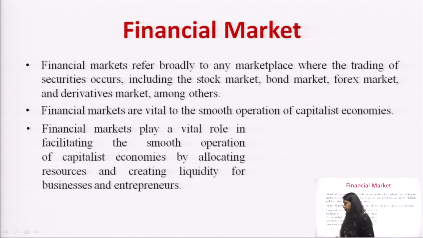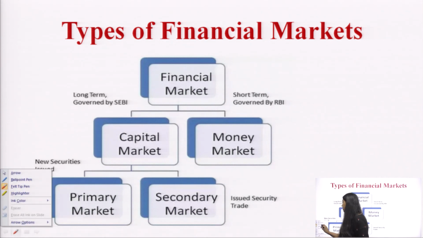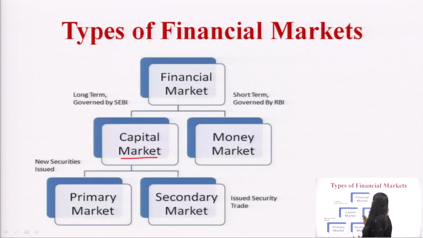Moving forward, the next thing that we have to understand in the financial market is the types of financial market. So, you have two types of financial market. First is the capital market and second is the money market. Capital market and the money market have similar roles. They differentiate only on some aspects.